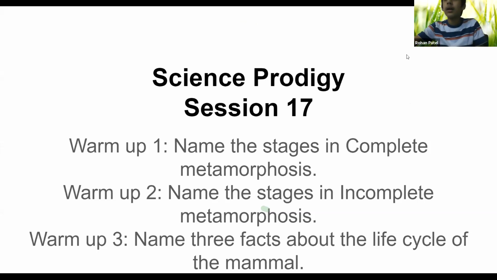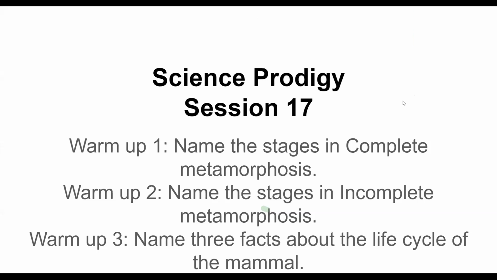Okay, let's see. Samita, I've unmuted you. What is your answer for warm-up 1? Let's see what you have. For warm-up 1, the stages in complete metamorphosis is first the egg, and then the egg hatches. After that, it goes into a larva, and then the adult starts forming, and then the adult comes out and their cycle starts again.